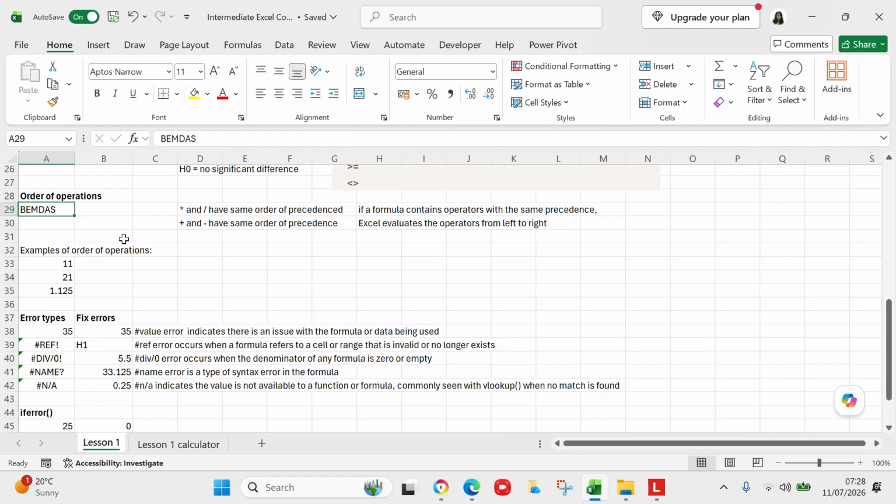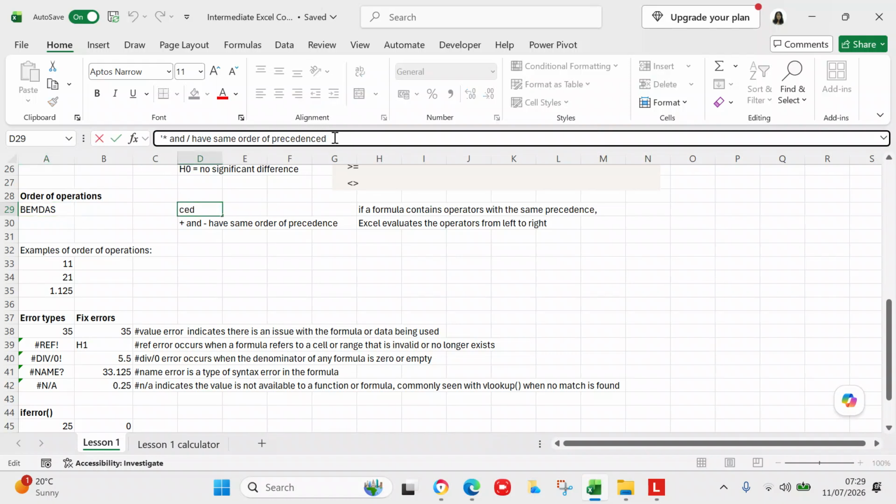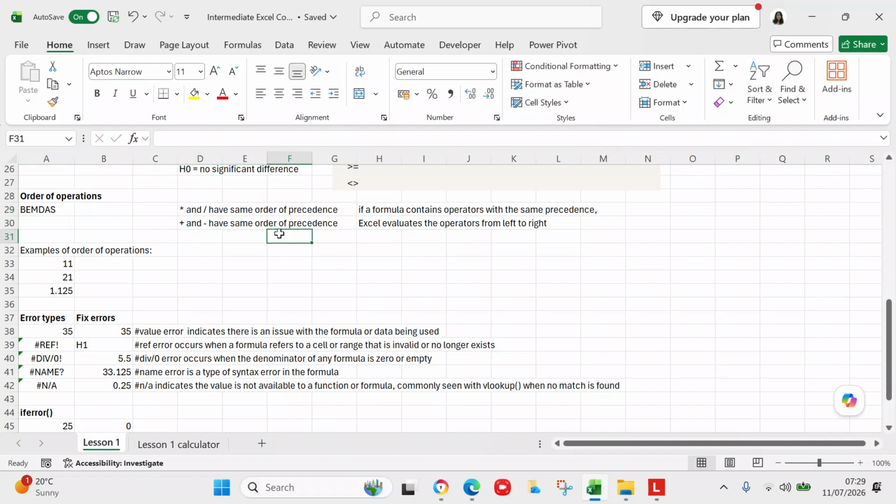And then the next order of precedence is addition and subtraction. And it's the same way. If you have both an addition and a subtraction, then you take the one on the left. So multiplication and division have the same order of precedence, and addition and subtraction have the same order of precedence. If a formula contains operators with the same precedence, Excel evaluates the operators from left to right.